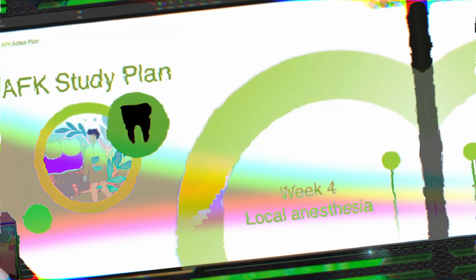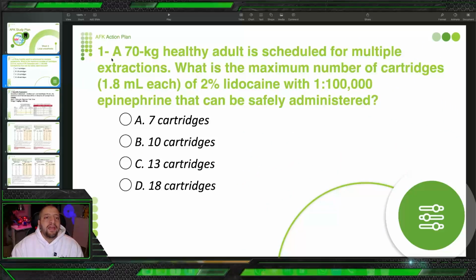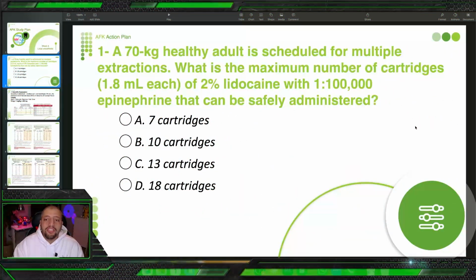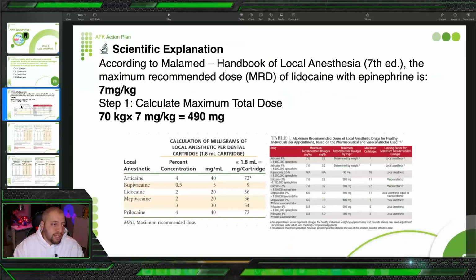Let's start with our 5 questions. First one. A 70 kilogram healthy adult is scheduled for multiple extractions. What is the maximum number of carpules, 1.8 each, of 2% lidocaine with 1 to 100,000 epinephrine that can be safely administered? 7, 10, 13, 18. Okay, most of us being dentists, because we hate calculation, we just hear calculation and start to freak out. So let's try to break it down to understand what's happening here.